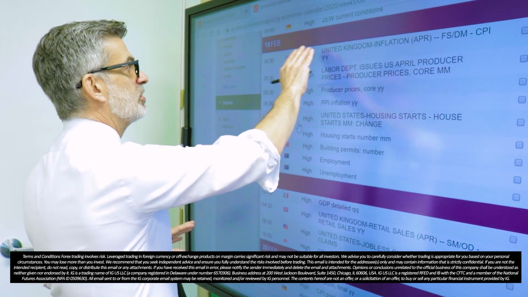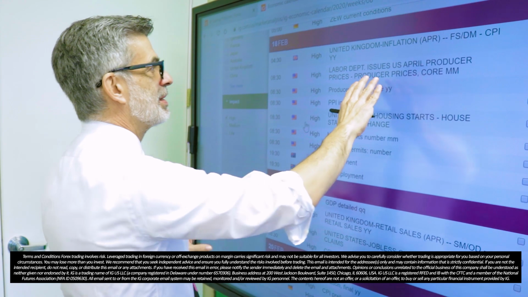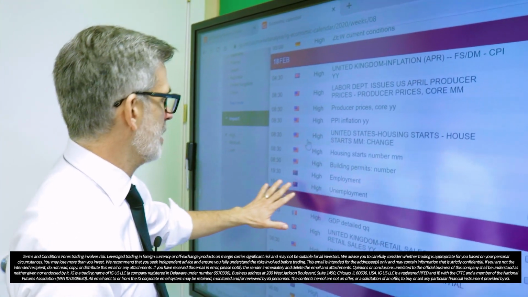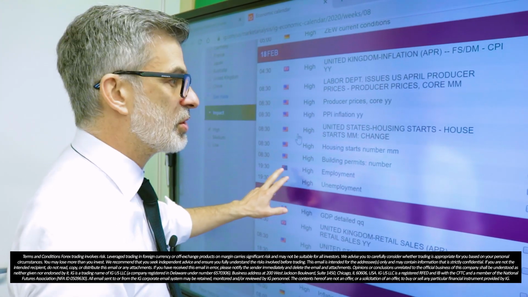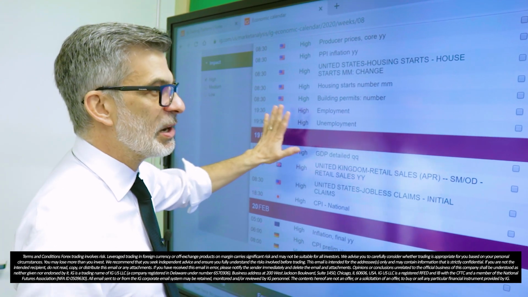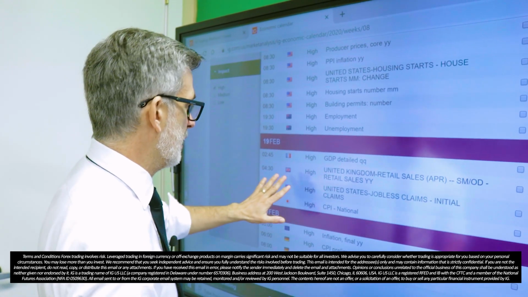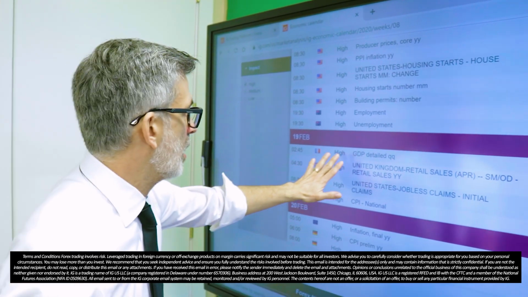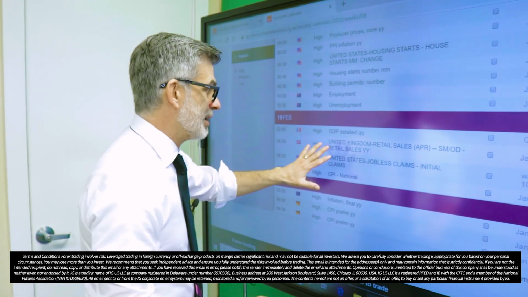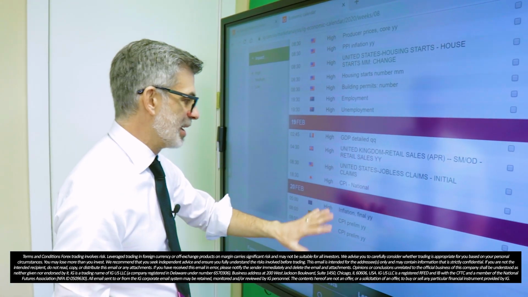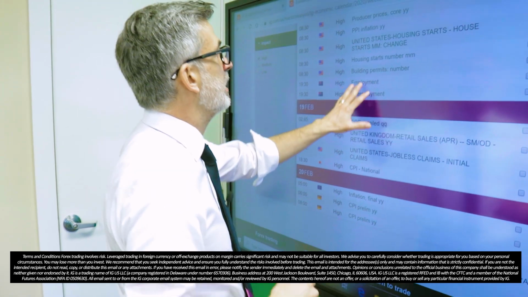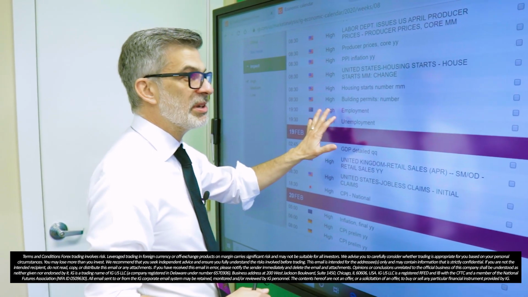United Kingdom inflation, so the UK inflation on the 18th, Labor Department, housing starts, building permits, UK employment, no, that's Australian employment. That's a big one. Let's look at the Australian dollar in just a minute here. Then we've got French GDP, is that serious? No, we don't care about that. United Kingdom retail sales, United States jobless claims, that's lame, and then inflation and CPI. Really the big one is employment in Australia next week.